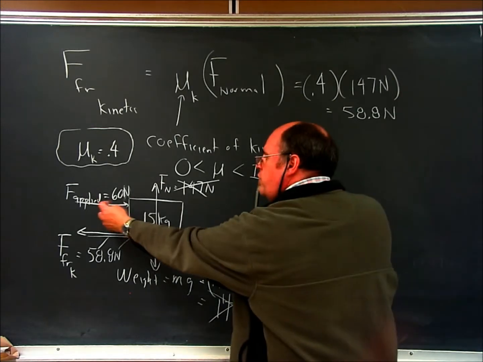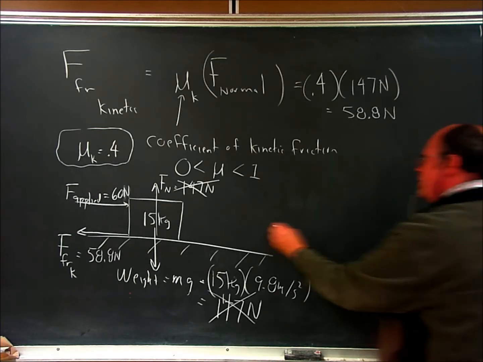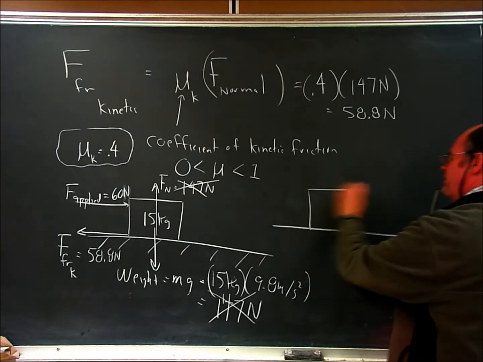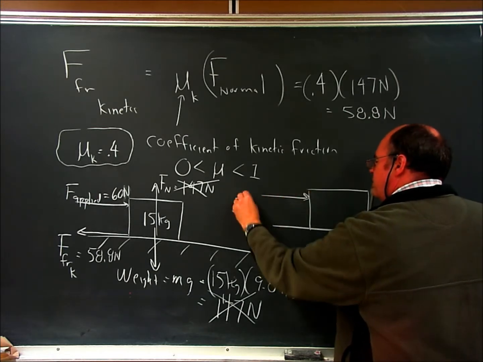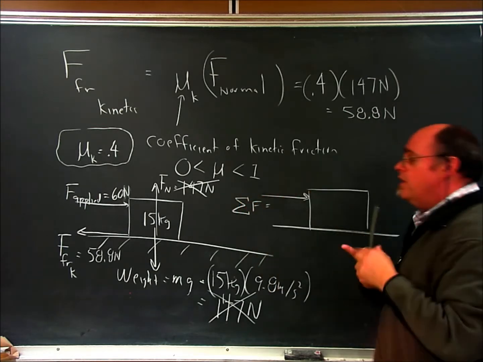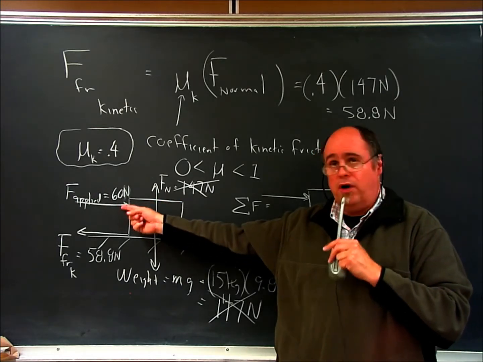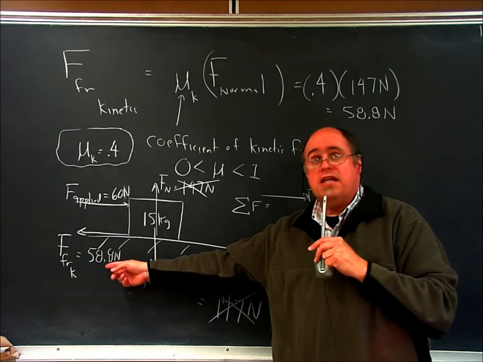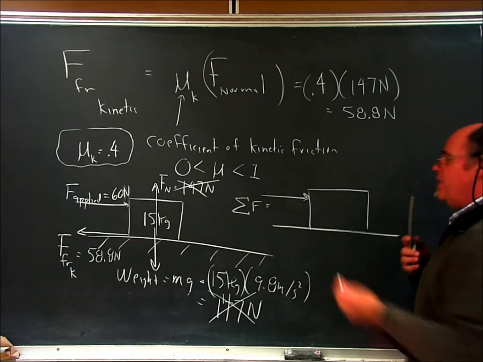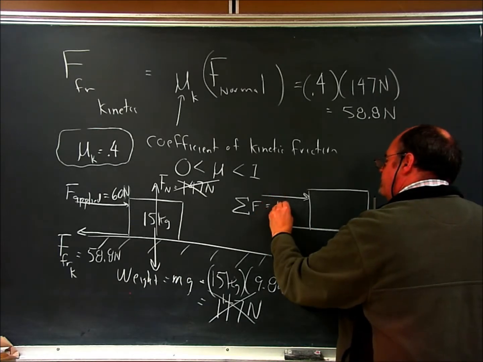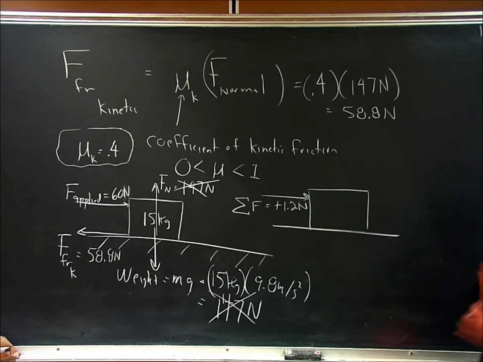There's a force going to the right of 60 and a force going to the left of 58.8. So I can simplify that picture and redraw my free body diagram and say that I will have one net force of, I would add these two together as vectors. So coming to the right is positive. So I take a positive 60 and I'll add it with this negative 58.8, and what I'll get is 1.2. So I'm pushing this box to the right with the force of 1.2.